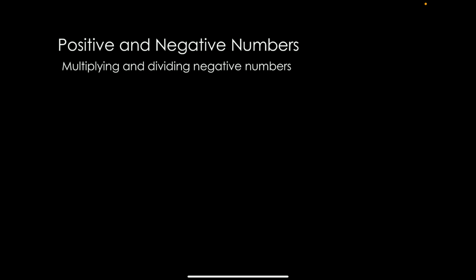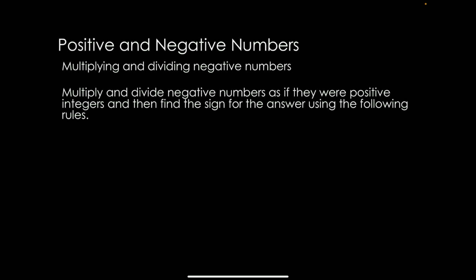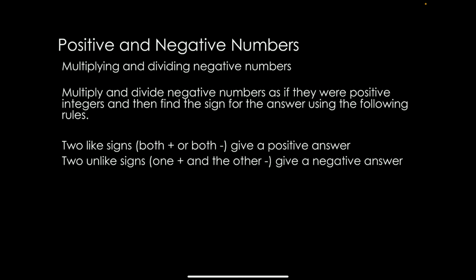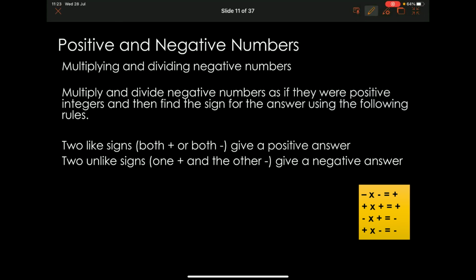Okay, so what we're going to do now is looking at multiplying and dividing negatives. Now, in my opinion, this is easier. So when you multiply and divide negative numbers, you can do it as if they were just normal positive numbers, and then find the sign for the answer using the rules. Let's look at this box down here that I've put in. So a little bit similar to the addition, but not as long-winded, not as difficult.